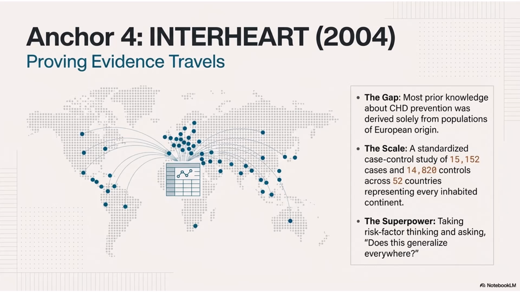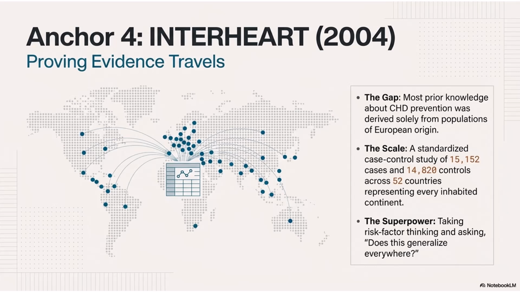Finally, we reach INTERHEART. By 2004, medicine already knew a lot about cardiovascular risk factors. So we knew about smoking, hypertension, diabetes, lipids, obesity, diet, physical activity, psychosocial factors. But there was a major problem. The major problem was that much of the earlier cardiovascular evidence came from Western, especially European or North American populations.